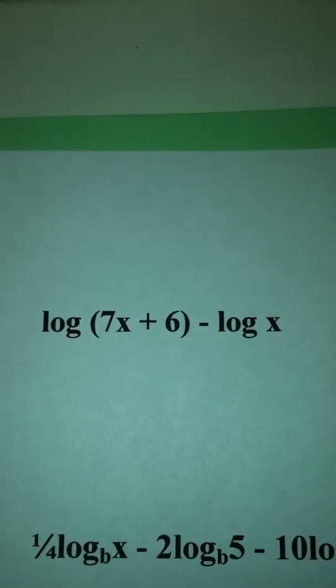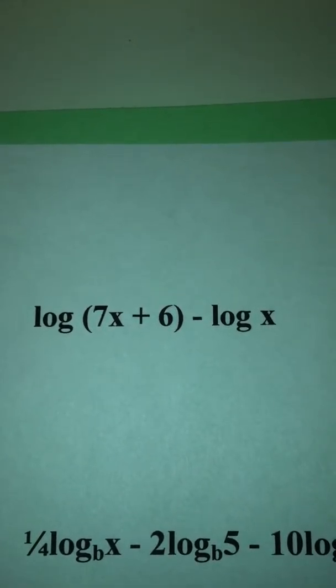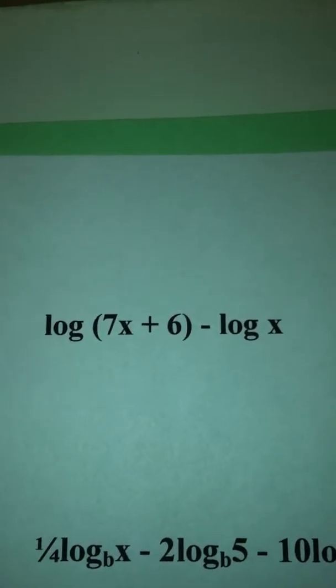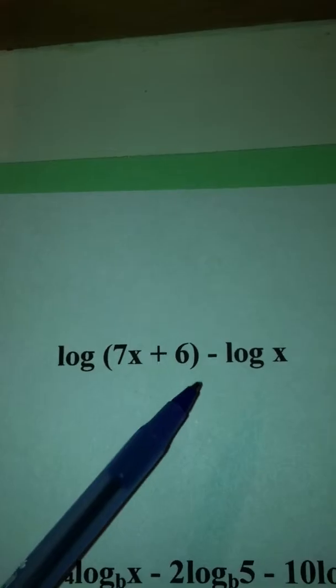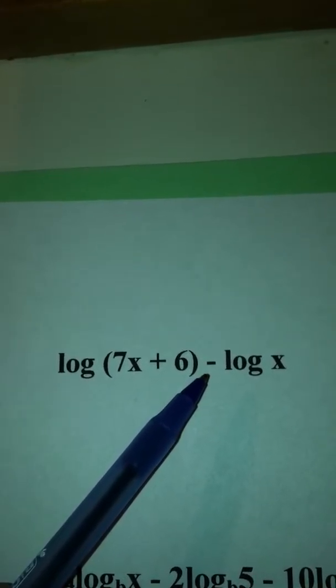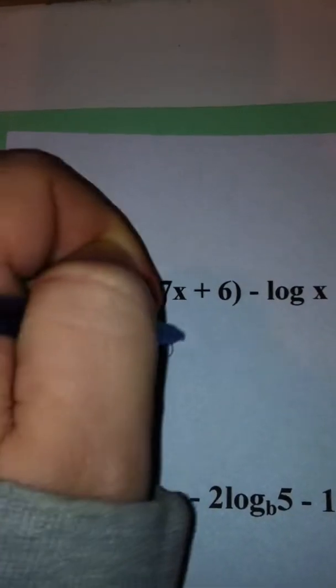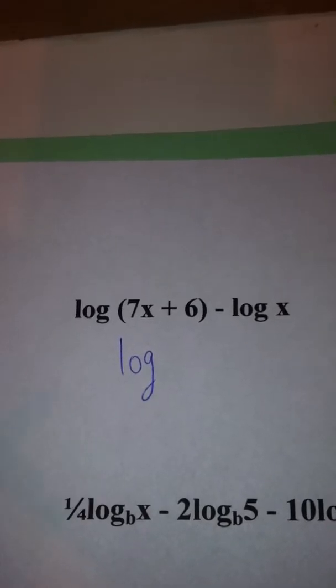Given an expanded logarithmic expression, we need to write this as a single log. Basically, we're going backwards, but we're still using our basic log or natural log properties. We have subtraction in the middle, so we can write this whole thing as a single log, as log of a fraction. So this would be log of 7x plus 6 over x.